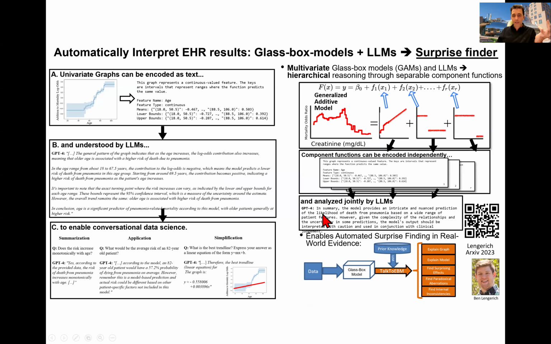And then the model, in the end, will say, in summary, the model provides an intricate and nuanced prediction of the likelihood of death from pneumonia based on a wide range of patient features. However, given the complexity of the relationship and the uncertainty, the model output should be interpreted with caution. Okay? So basically, we built this talk-to-the-electronic-health-record glass box model that allows us to now start mining many of these features without having to go through every single one of them. And then the system can start flagging discontinuities and unusual patterns and so on and so forth. Everybody with me here so far?